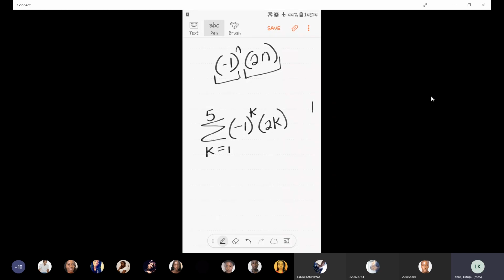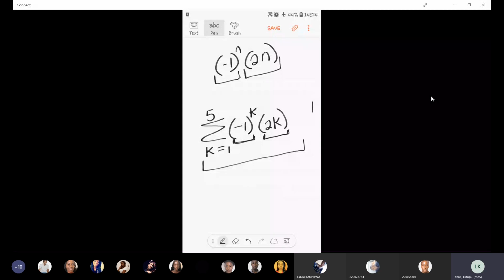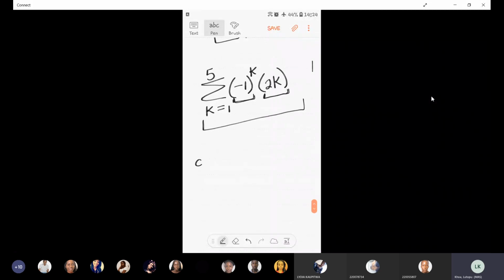And then k will start at 1, so this will be negative, and then 2 times 1 is just 2, you'll get -2. Then when k is 2, the -1 will be +1, and then this will be 4. Okay, so it's important that when you rewrite it in sigma notation, k has to be present, not n, because otherwise k has no effect. Right, let's look at one more.